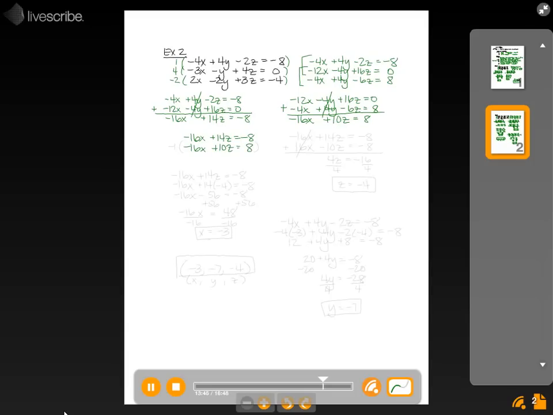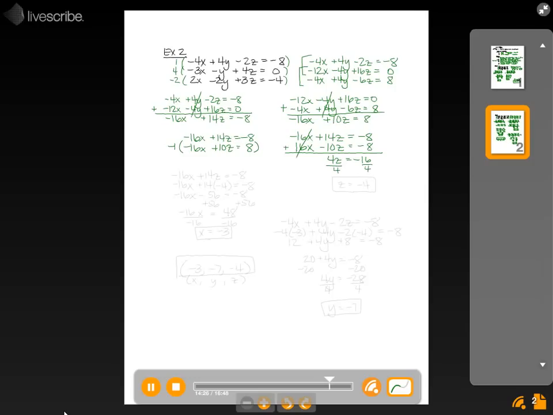Now I'm going to use elimination again. I want one of those variables to cancel. Well, the 16s are pretty close, except they're both negative, and I need one to be positive. So I'm going to multiply everything in the second one by negative 1. So it would become positive 16x. The top one's going to stay the same. Negative 16x plus 14z equals negative 8. Remember that negative 1 goes to everything, so it's going to become positive 16x minus 10z equals negative 8. We're using elimination, so we add down. X is canceled. 14z minus 10z is 4z equals negative 8 plus negative 8 is negative 16.